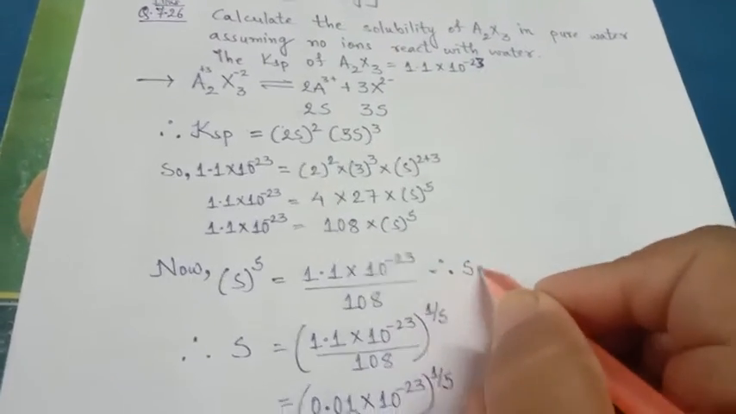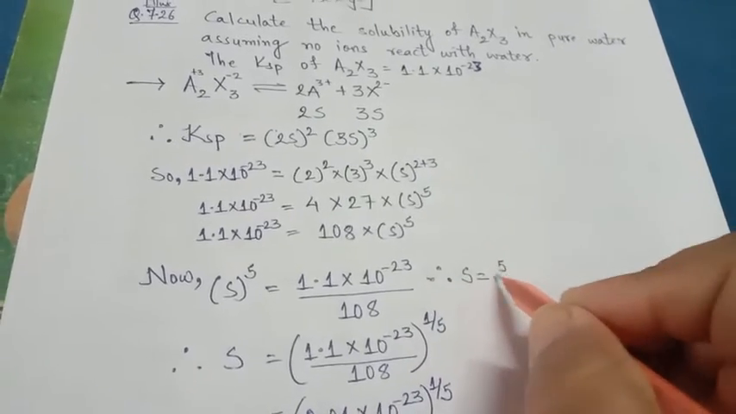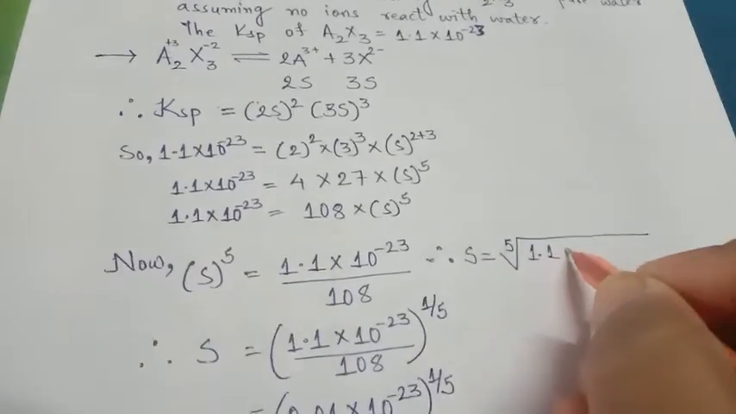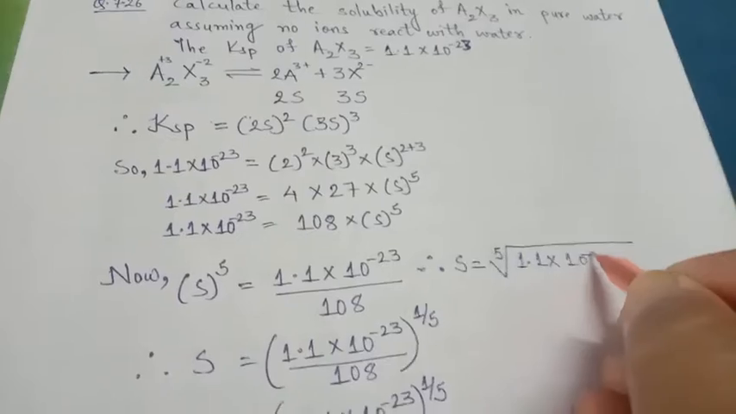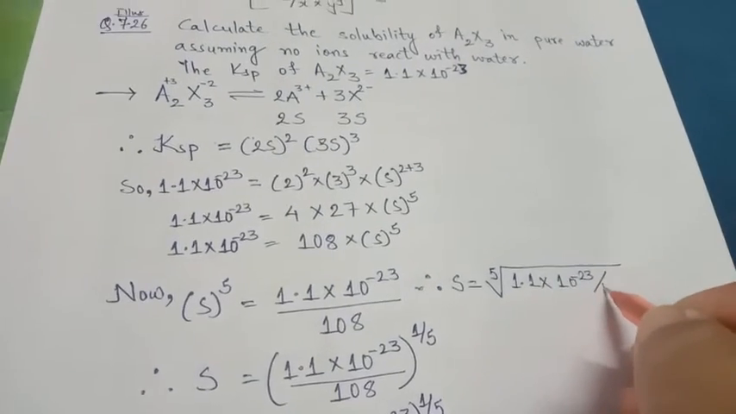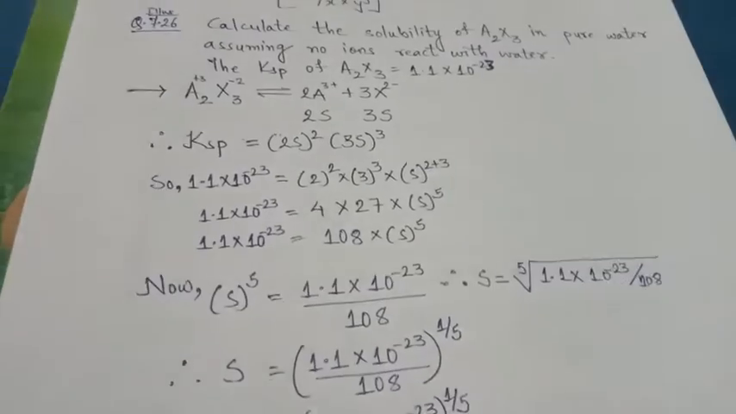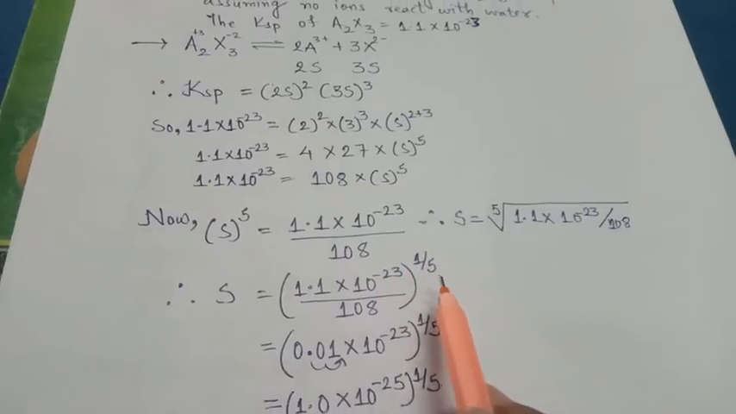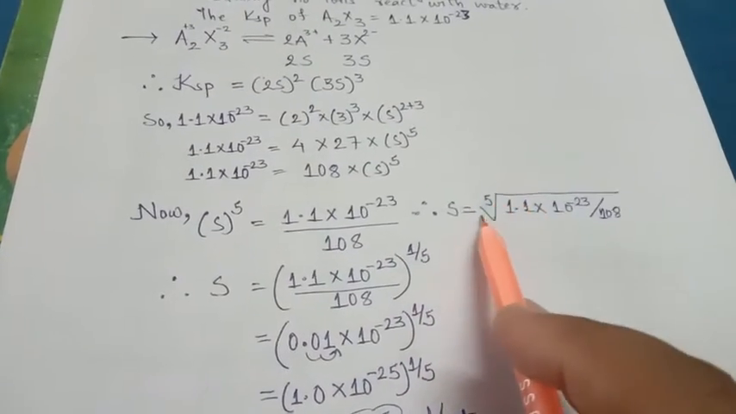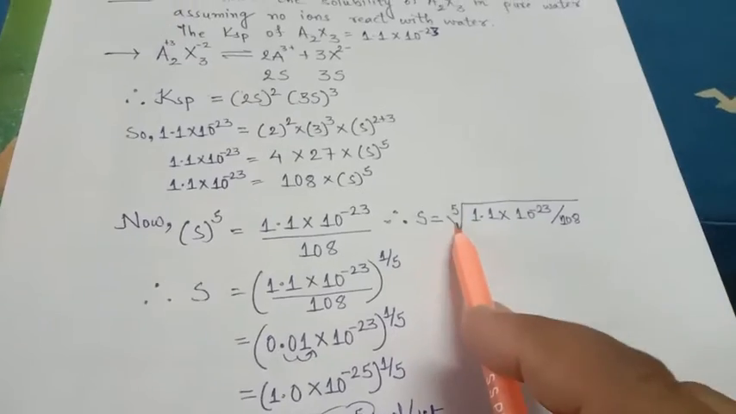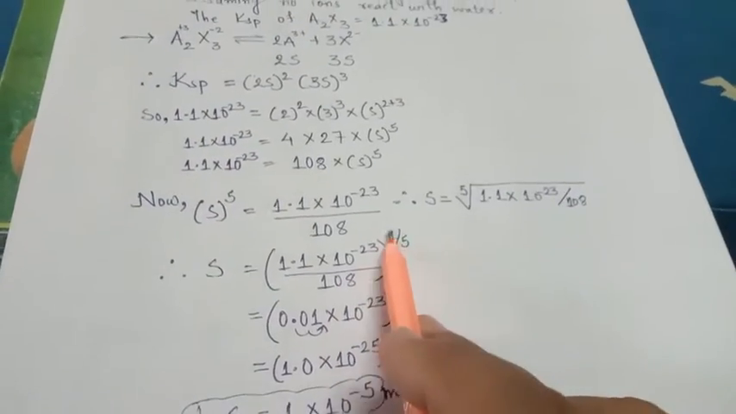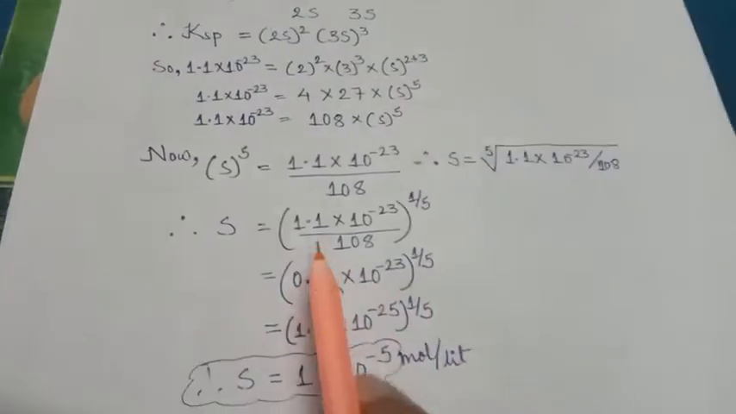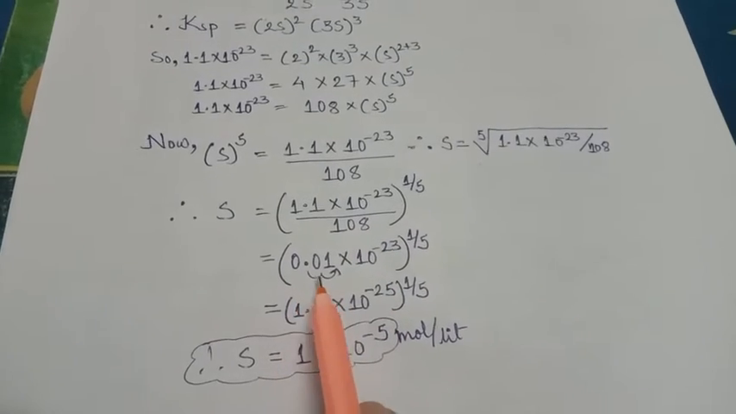Therefore, S is equal to the 5th root of 1.1 into 10 raised to minus 23 upon 108. So this 5th root can be written now as the whole raised to 1 upon 5. 7th root, cube root, raised to half means square root, right? It will be 1 by 5, 1 by 7, 1 by 3 as per the root value over here. So 1.1 divided by 108 will be 0.01.